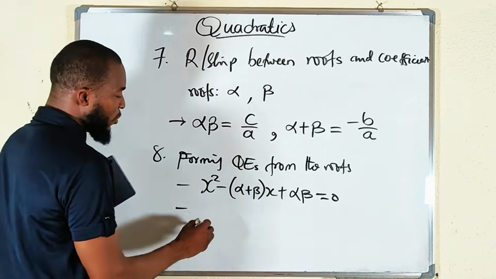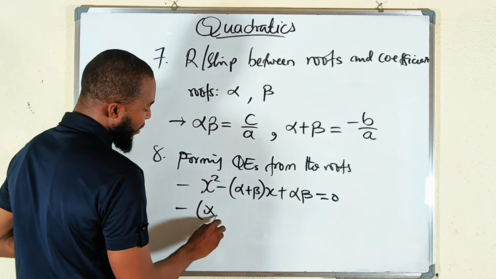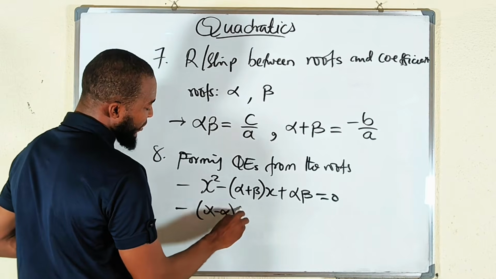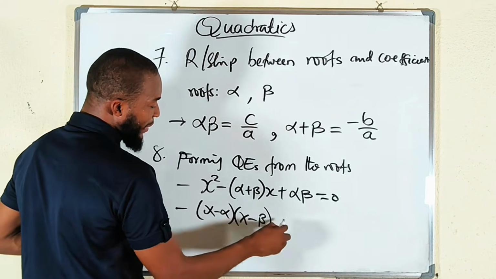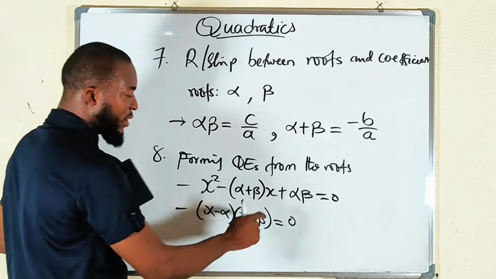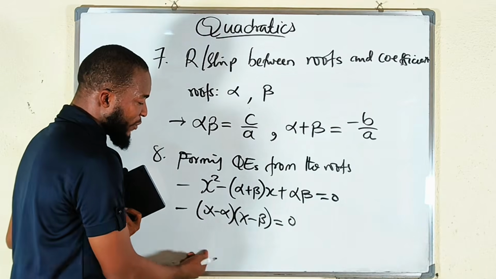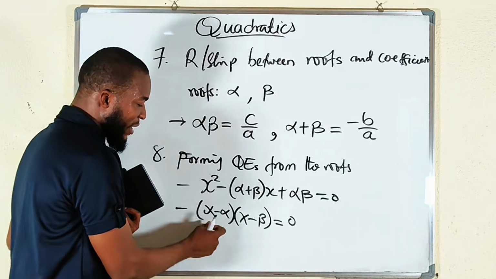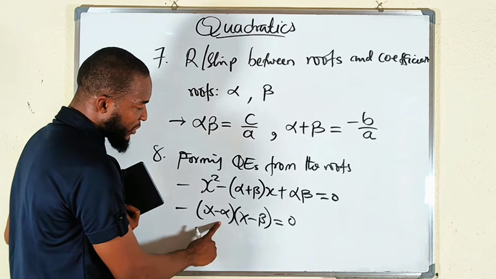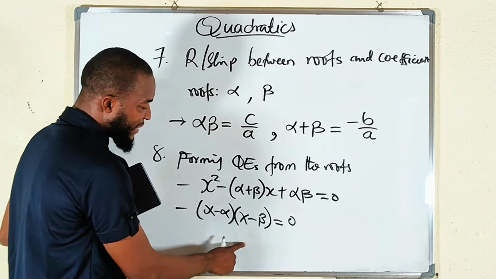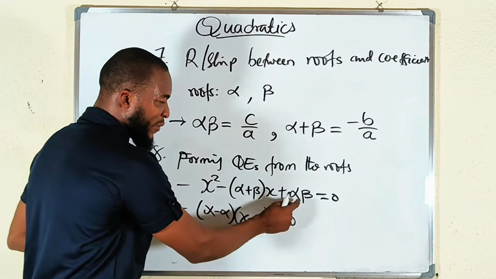And you can also take the product like x minus alpha times x minus beta. You multiply together, you're still going to get that quadratic equation. You can see that this is x times x, which is going to give you x squared. The middle terms will be what? Alpha plus beta times x, and negative alpha times negative beta will give you alpha beta.